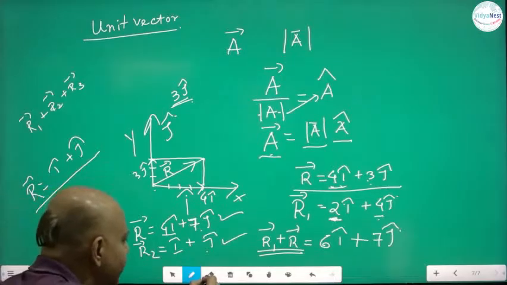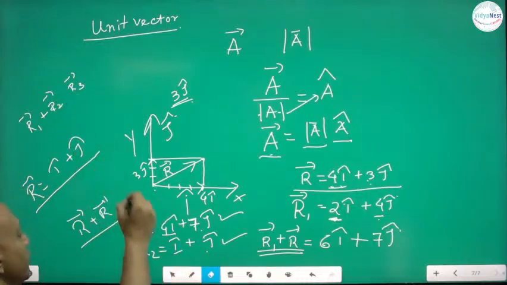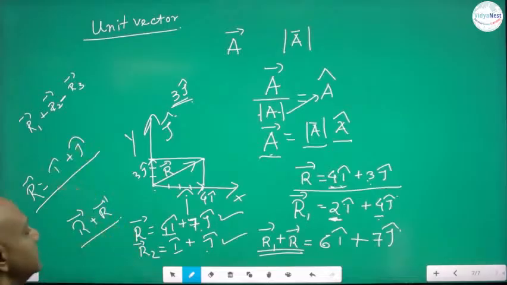So if I just tell you r1 plus r2 minus r3. Right. So understood? Very good. So this is the way we can add or subtract vectors in the component form. Okay. So up to this point, unit vector you are clear.